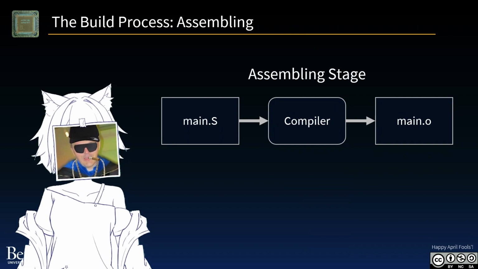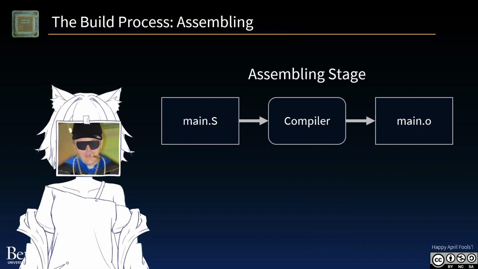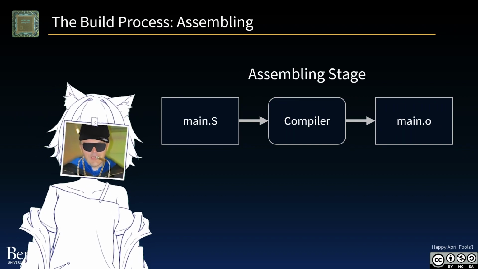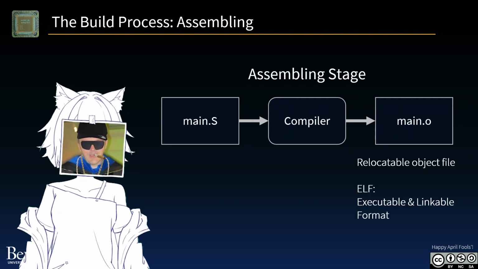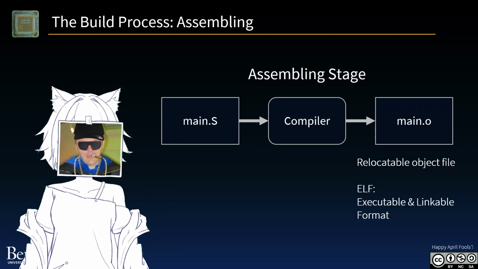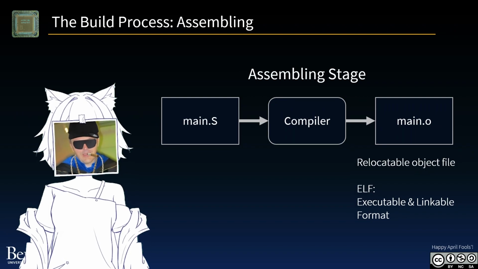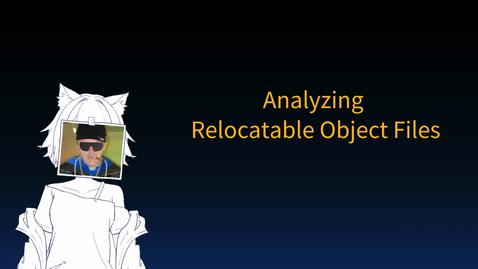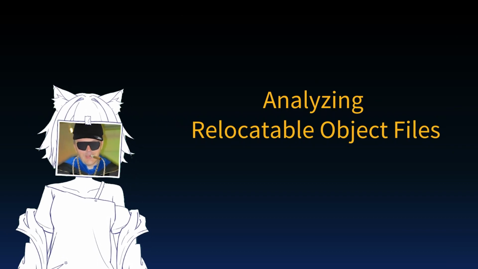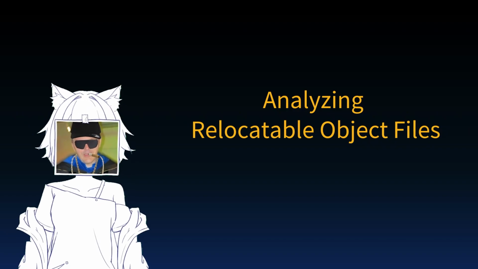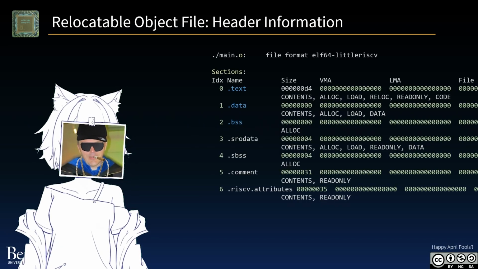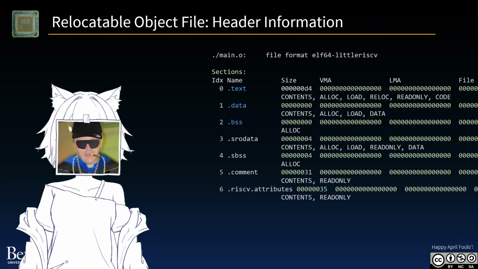The third stage is called the assembling stage. The assembly language will be further converted into binary instructions. The generated output is called a relocatable object file, which is in the ELF format, executable and linkable format. So, what do these mysterious relocatable object files contain? These are binary format files, so we cannot look at the contents directly, but we can use the tools that the compiler toolchain provides to get a peek. For example, we can read the header information in our object file.